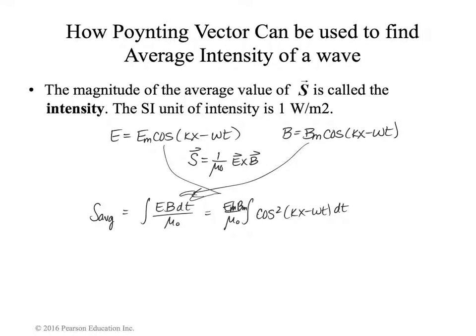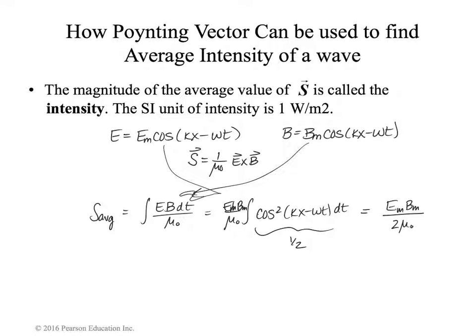And then we'd say, what's the average value of cosine squared? Well, the average value of cosine squared is going to be 1/2, because cosine normally goes from -1 to 1, but if we square it, it's just going to go between 0 and 1. And so what this means is that our average value of the Poynting vector is going to be the maximum amplitudes over 2 mu naught.